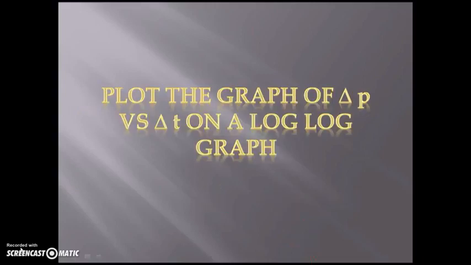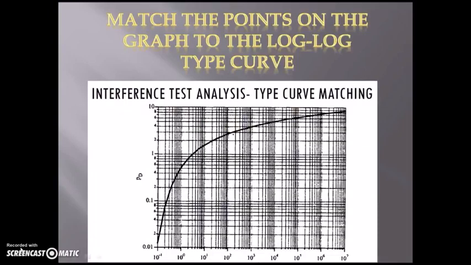So next, after all data are complete, we can now plot the graph of delta P versus delta T on the log-log graph. It would be easier if we draw the graph on a tracing paper.